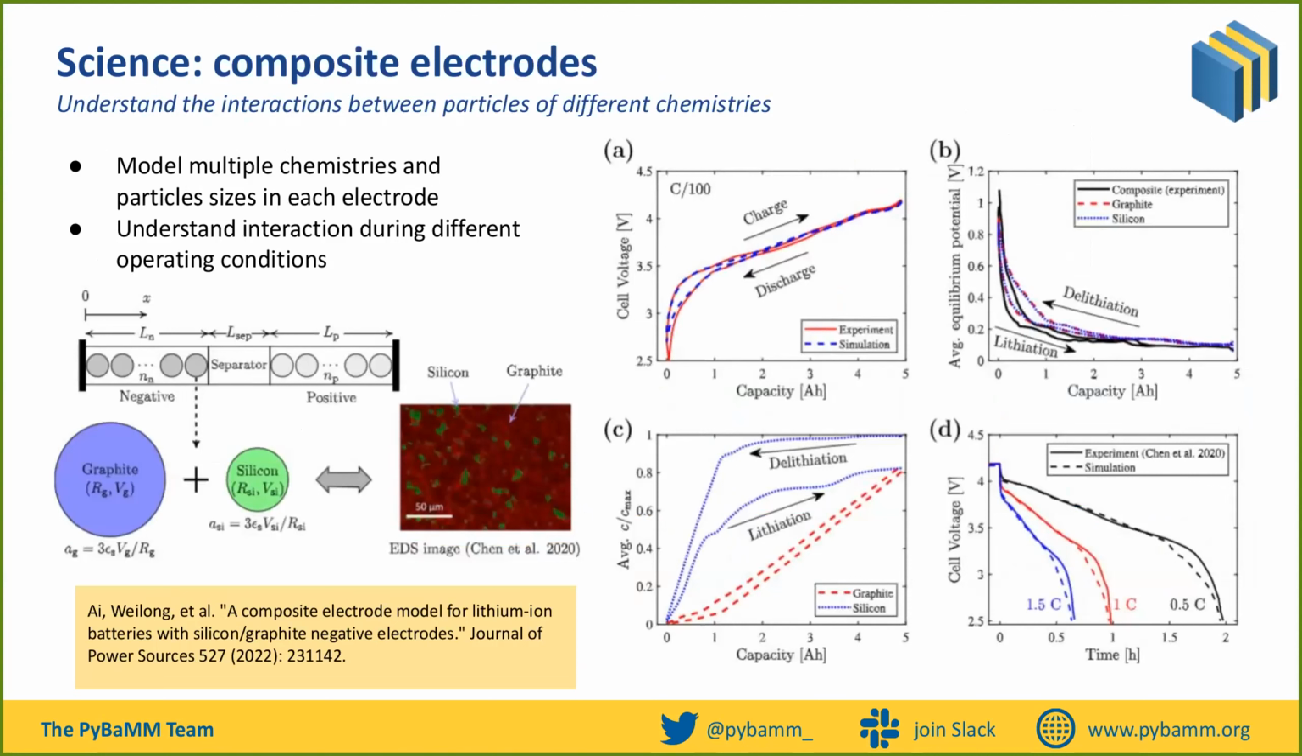Along the same theme, we've had some recent work, this paper led by Weilong, about composite electrodes. So electrodes with two different chemistries, a graphite and silicon composite, for example, and they extended PyBaMM to let you include multiple chemistries within a given electrode. And then you can understand things like, am I using one chemistry more than another at a certain state of charge? Does the usage of a particular chemistry in a given electrode depend on how deep my discharge is? Again, another nice example of the extensibility that the framework provides.